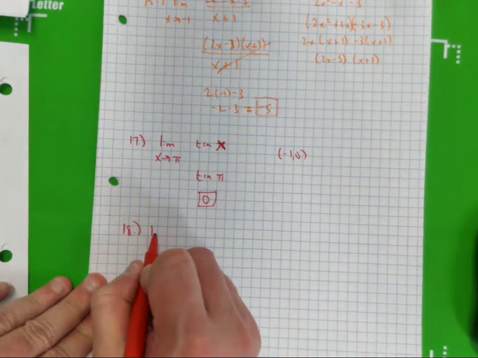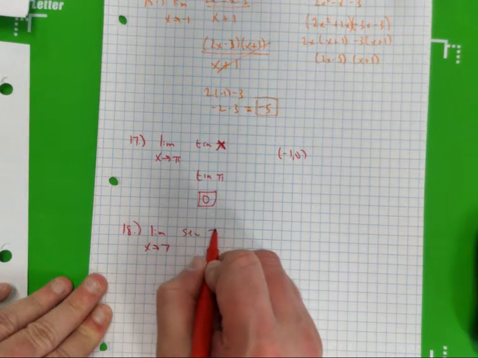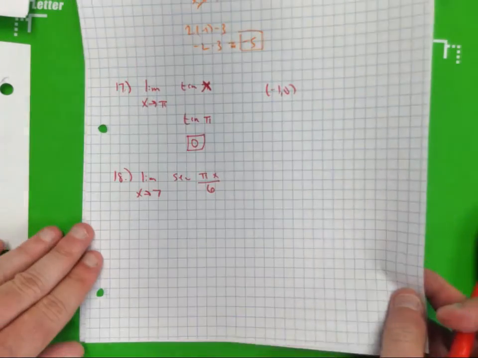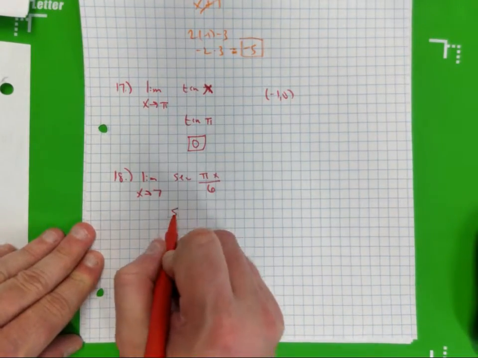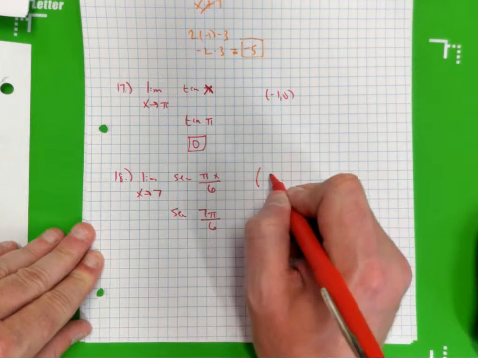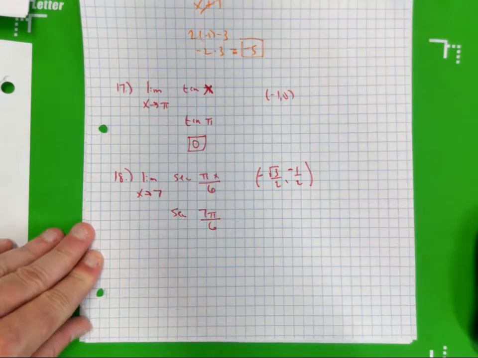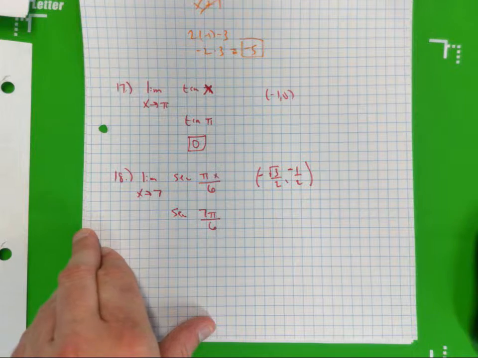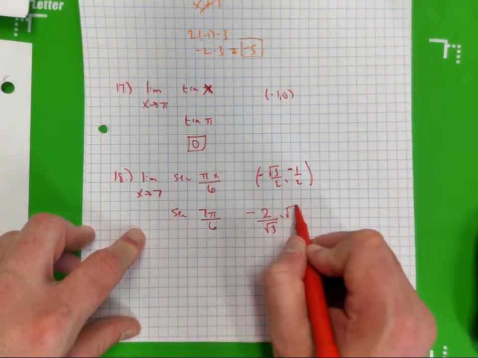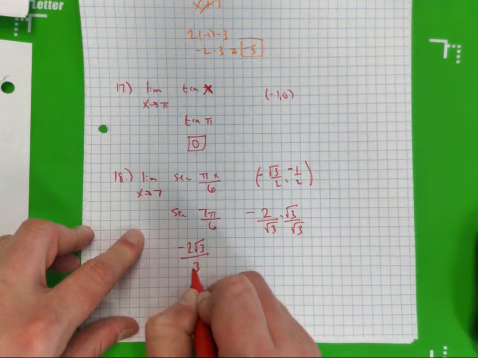Number 18: the limit as x approaches 7 of secant of pi x over 6. I'm going to plug in 7 for x. Secant of 7 pi over 6. Okay, well, we know that pi over 6 is root 3 over 2, comma 1/2. They're in quadrant 3, so they're both negative. I want the secant of that, so I'm going to flip my cosine. Rationalize, so my answer is negative 2 square root of 3 over 3.